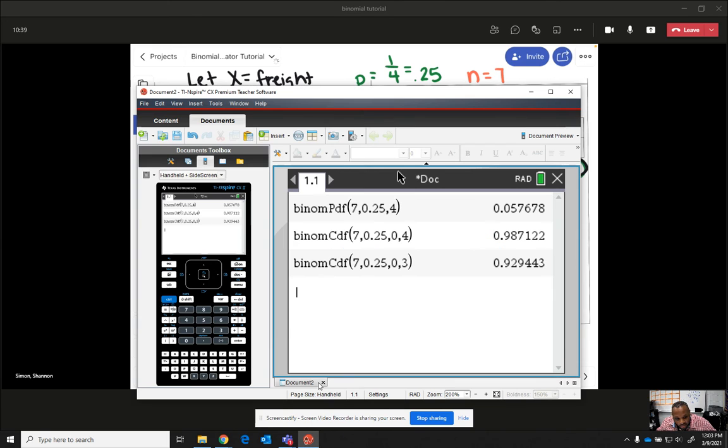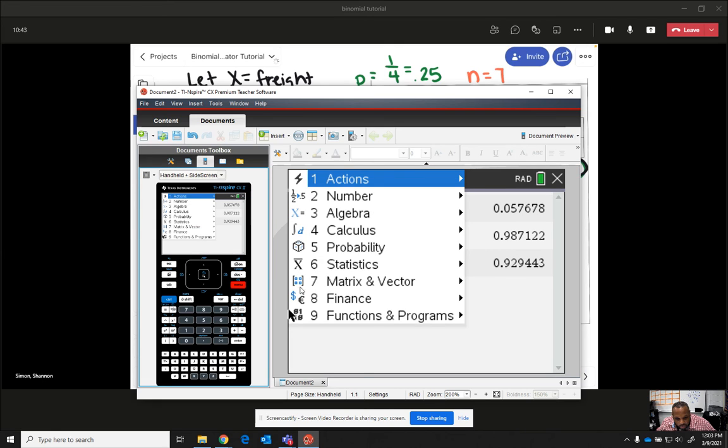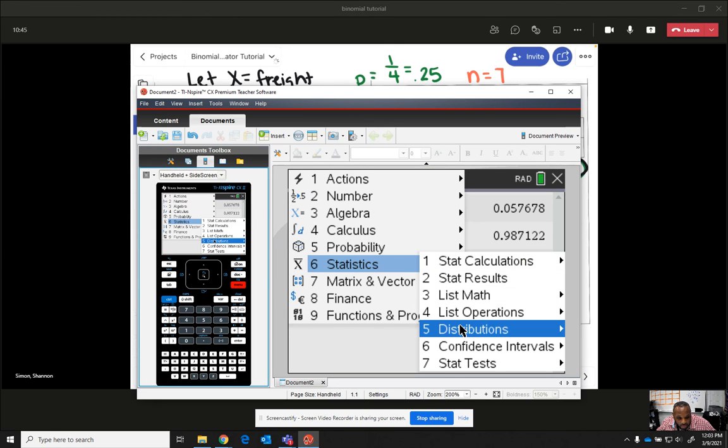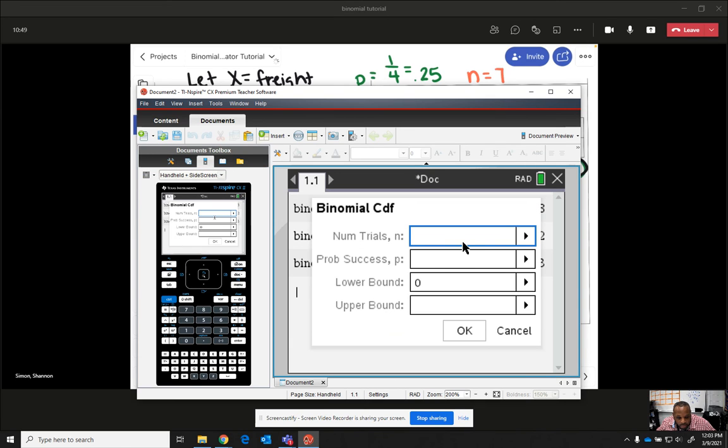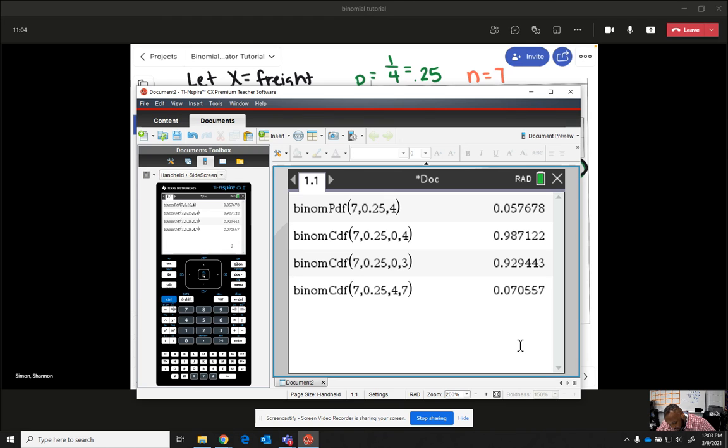So when I go here and do this one, I go menu, statistics, distributions, letter B, number of trials, 7, probability of success, 0.25, lower bound. This time I'm starting my lower bound at 4, at least 4. I'm going to go up to my max in this case, which is 7. Do that. 0.071.